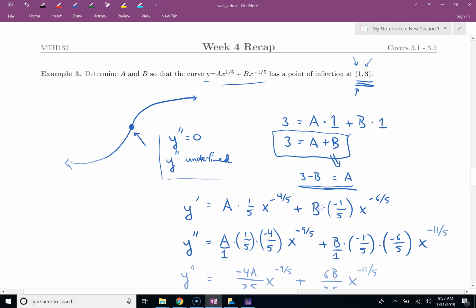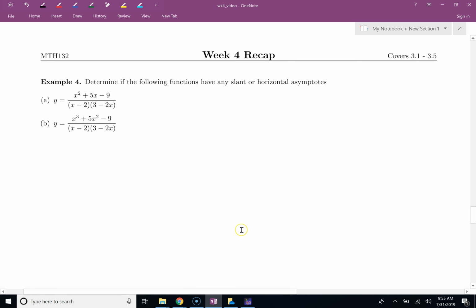All right, that is it for example number 3. Let's go ahead and move on to example 4. In this problem, example 4, we want to determine if the following functions have any slant or horizontal asymptotes. So the claim is you can only have one or the other, a slant or a horizontal asymptote. Both of these are explorations of what's happening as x goes to infinity or negative infinity.